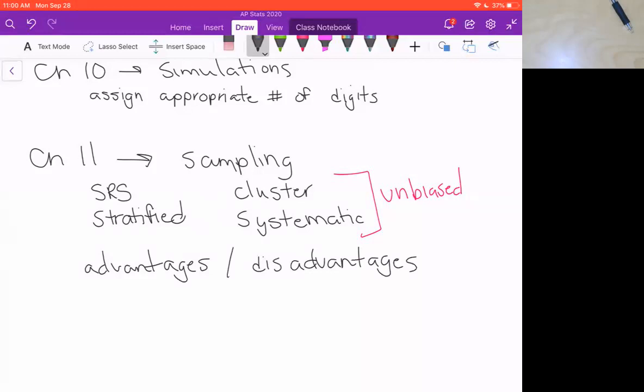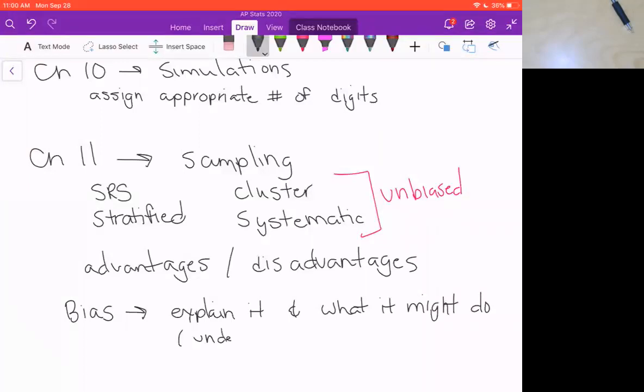So know about the advantages and the disadvantages for the different types of sampling. You can go back to some of the StatsMedics that we did. We did a whole bunch of different types of sampling in there. And then make sure if there is bias, explain it and what it might do. Specifically, if you can consider an under versus an overestimate.